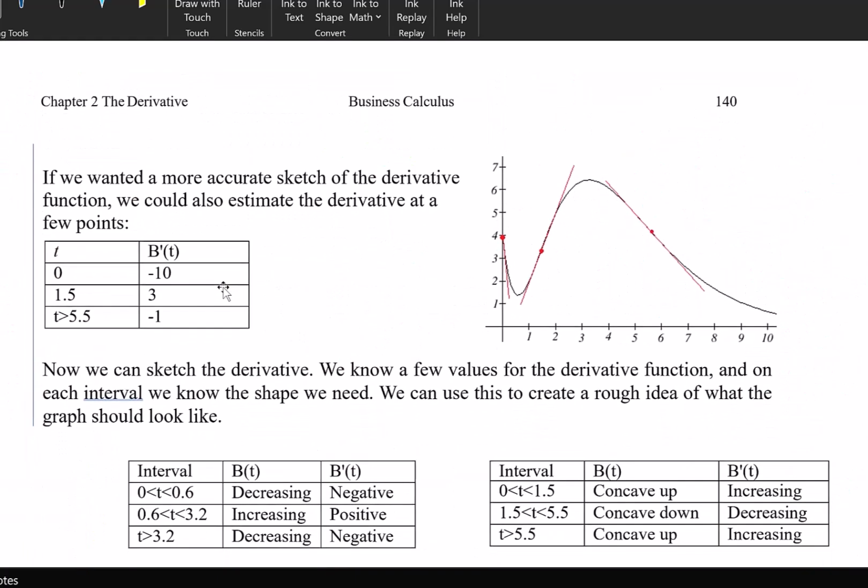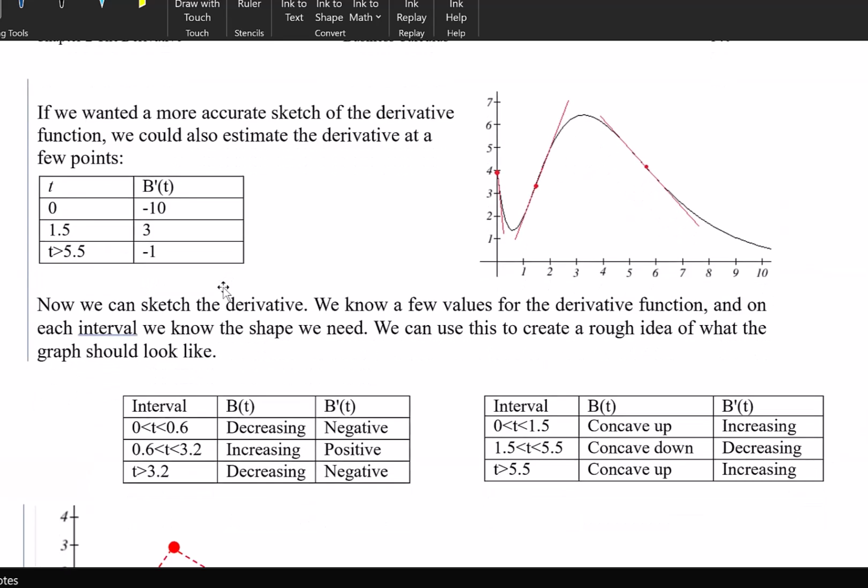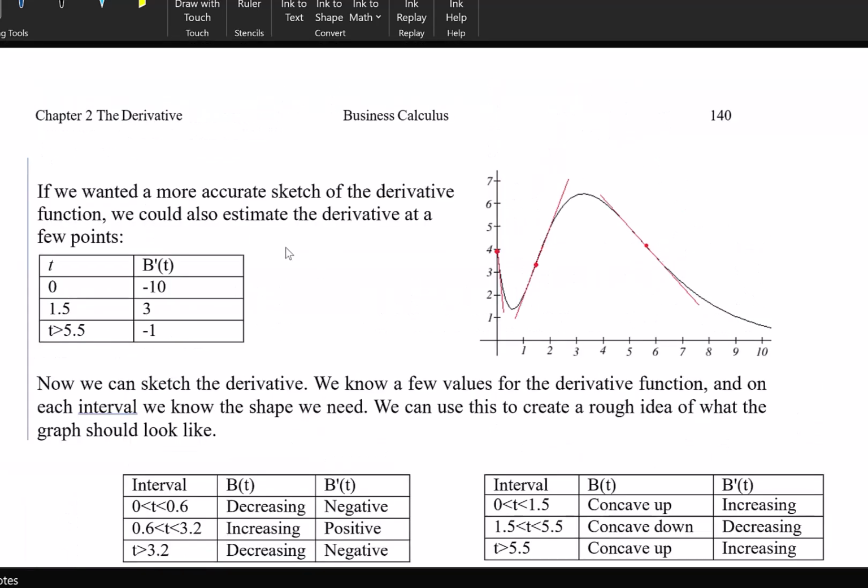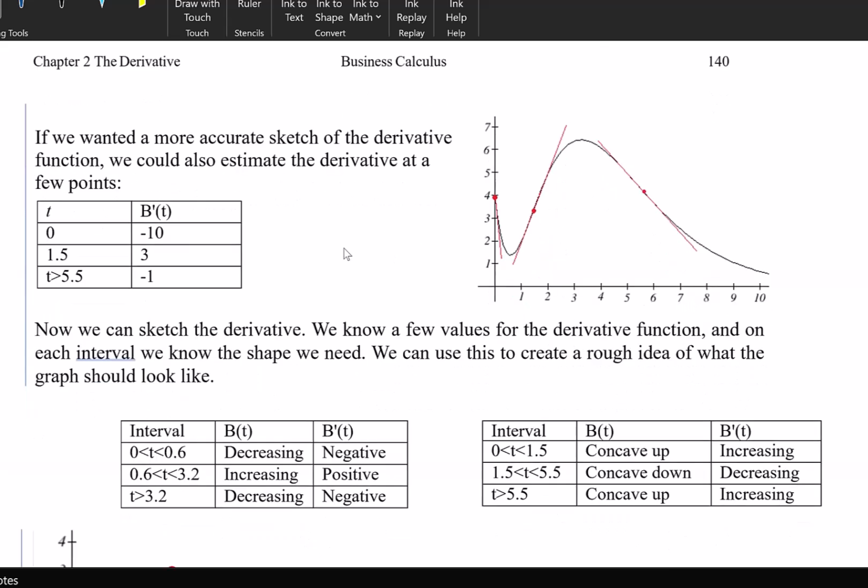There's the original graph. If we want a more accurate sketch of the derivative function, we could estimate the derivative at a few points, meaning you could just draw these lines and you could find the slope of each one of these lines. If you want to find a more accurate sketch, what you can do is put a few lines in and take the slope, because the slopes are the derivative. So here I have a -10. This is a +3. This is a -1.